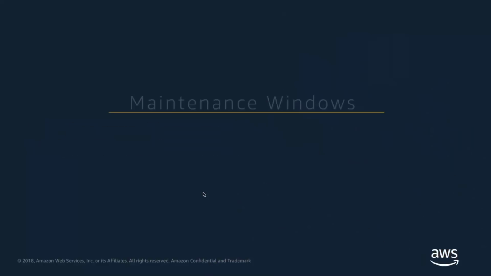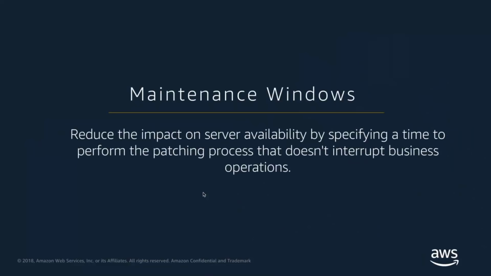An important thing to note is that after Systems Manager installs any patches, it has to reboot the instance. The reboot is required to make sure that patches are installed correctly and to ensure that the system didn't leave the instance in a potentially bad state. So what we want to do with maintenance windows is reduce the impact on server availability. We can specify a time to perform those patching processes so that it doesn't interrupt business operations.